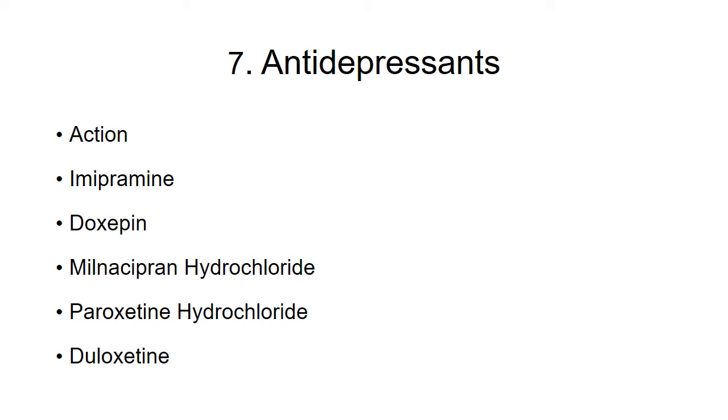Second one is doxepin, which is a potent tricyclic antidepressant. Dosage is 50 mg daily at bedtime. Third one is milnacipran hydrochloride, which is a serotonin norepinephrine reuptake inhibitor or SNRI. Other one is paroxetine hydrochloride, which is a selective serotonin reuptake inhibitor or SSRI. And finally, duloxetine, which is a noradrenaline serotonin reuptake inhibitor.